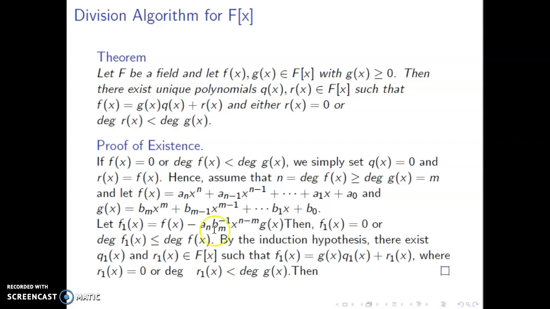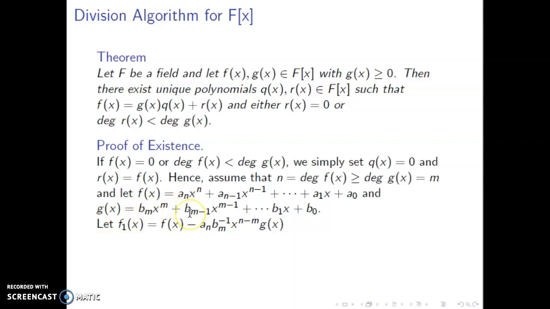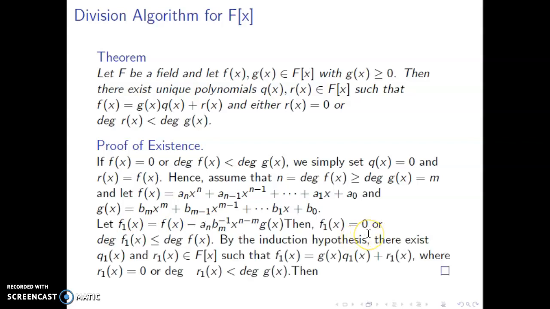Now obviously the first term gets cancelled because a_n times b_m^(-1) times b_m x^m times x^(n-m) is going to be exactly equal to a_n x^n. So this term with degree n gets cancelled, and hence the coefficient of x^n is 0 in f1(x). So definitely f1(x) has degree less than f(x). So either f1(x) is 0 or degree of f1(x) is less than degree of f(x).